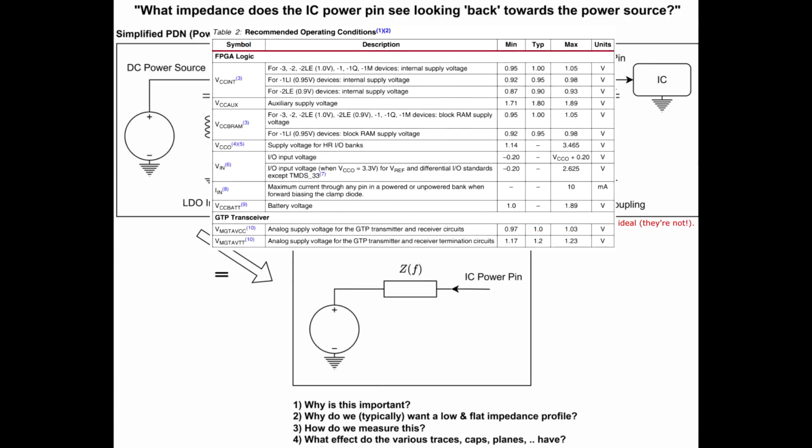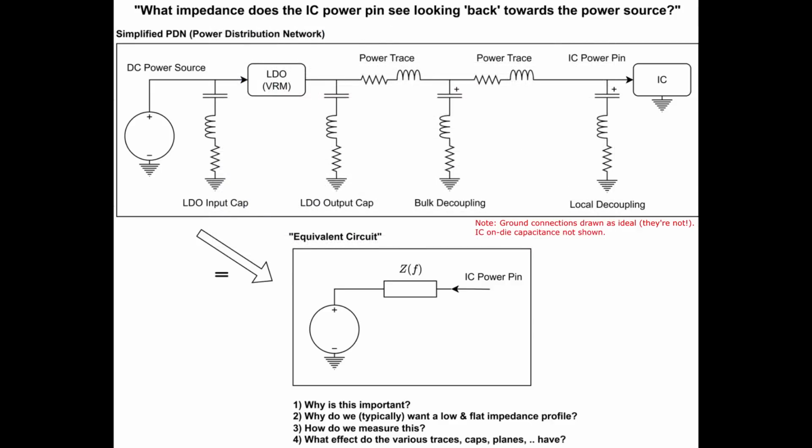Your IC might be running at 3.3 volts, and it might have an allowed tolerance of 3.3 volts plus or minus 100 millivolts. So it's important that not just at DC, but also at AC, for example, when this integrated circuit is sourcing or sinking current, the voltage seen at the IC power pin or even on the die of the IC doesn't fluctuate out of that operating range. So 3.2 to 3.4 volts.